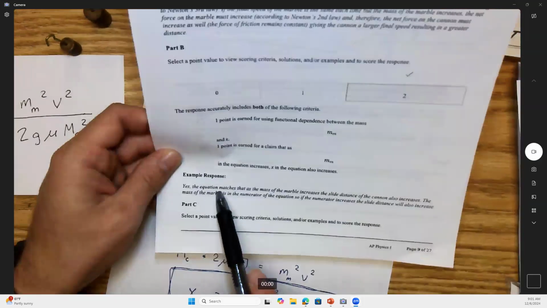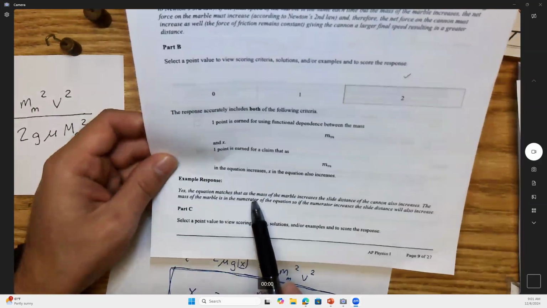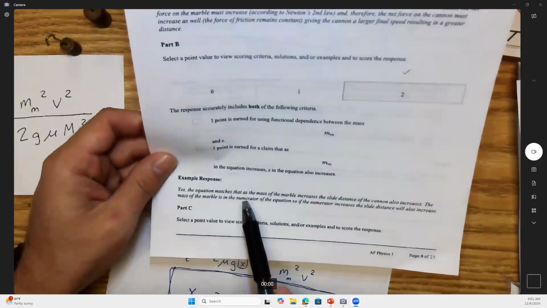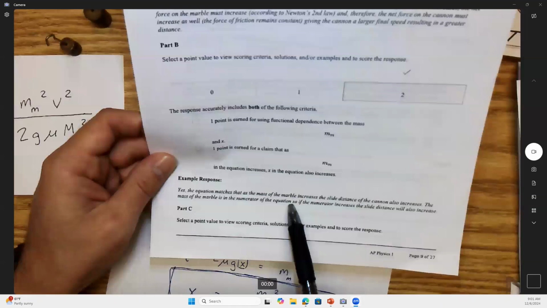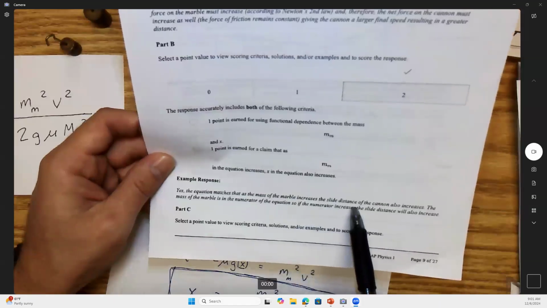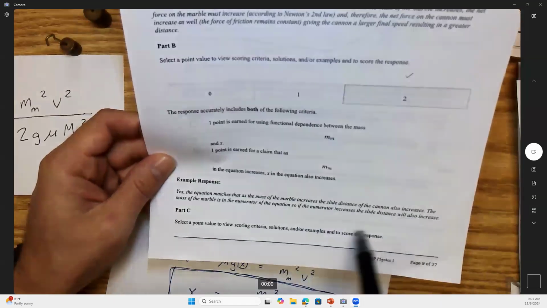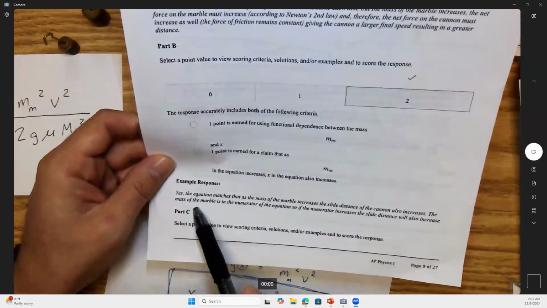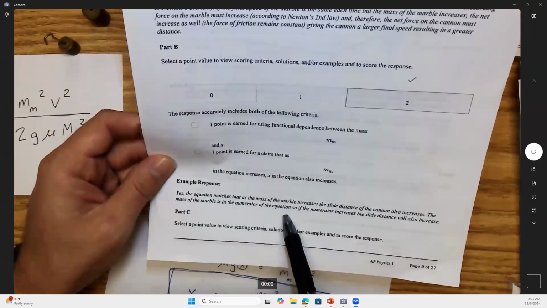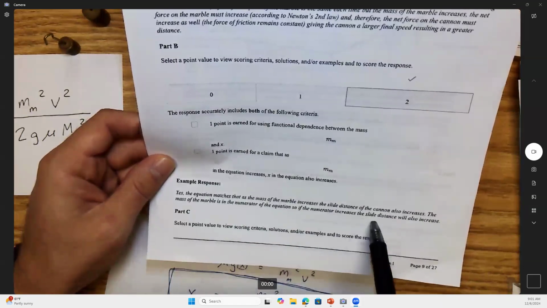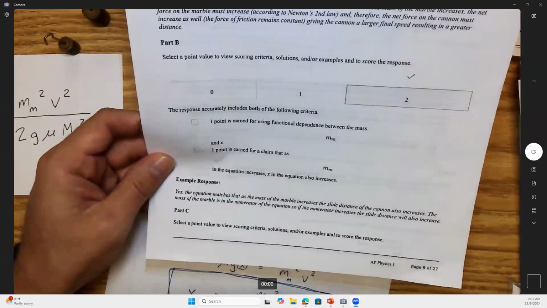Yes, the equation matches that as the mass of the marble increases, the slide distance of the cannon also increases. The mass of the marble is in the numerator of the equation. So if the numerator increases, the slide distance will also increase. Right? Like that can take care of that.